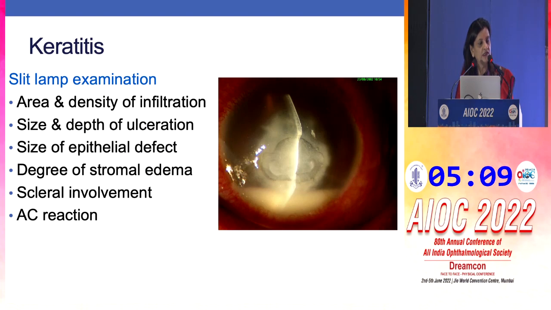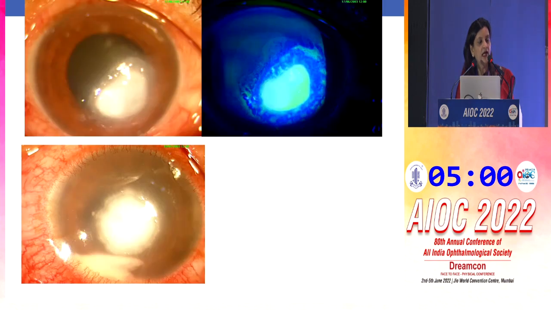You have to look at the area and density of infiltration, size and depth of ulceration, size of epithelial defect, degree of stromal edema, scleral involvement if any, and AC reaction. And not only do you have to look at the size of the epithelial defect, because the size of the epithelial defect is always going to be different from the size of the stromal involvement or the infiltrate. So both should be monitored at each visit.